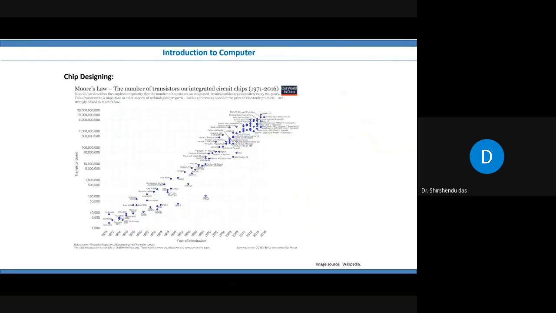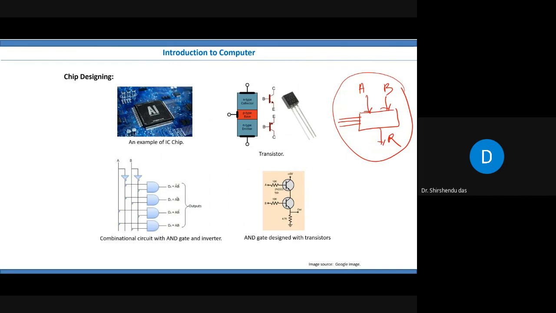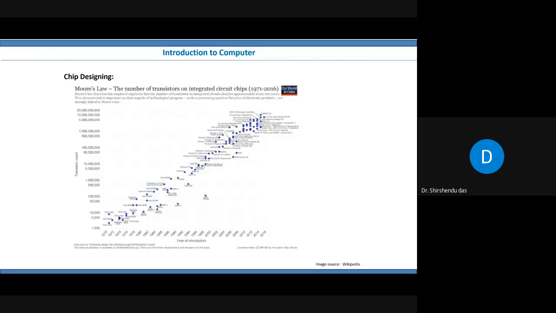This is a well-known diagram we use. As I said, the main components to design a chip are transistors. This diagram is called Moore's law. According to Moore's law, the number of transistors that you can place in a chip becomes double every 2 years. So suppose this is your physical chip area, and this year you can place 2000 transistors in this chip, then after 2 years you will be able to place 4000 transistors in this same chip.